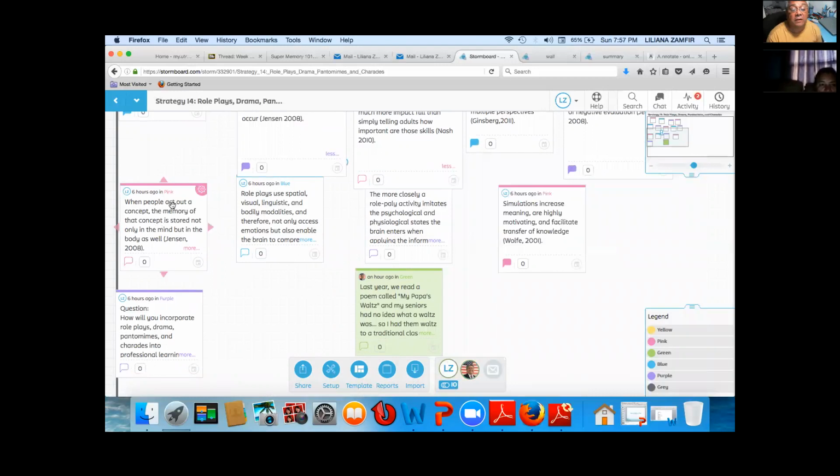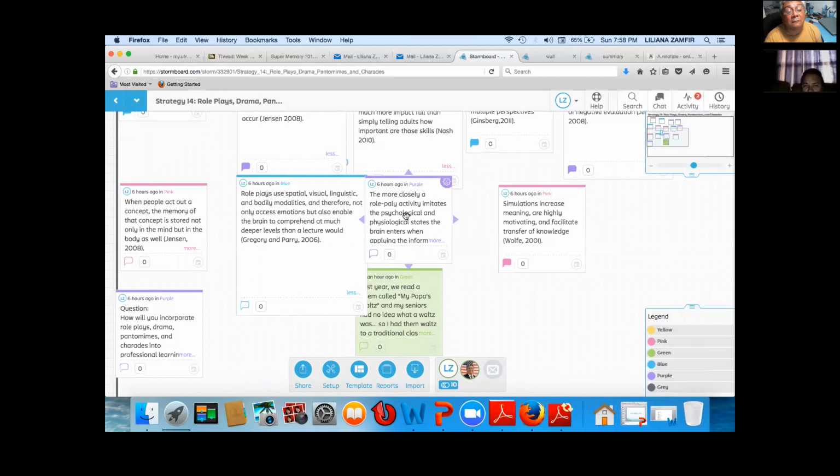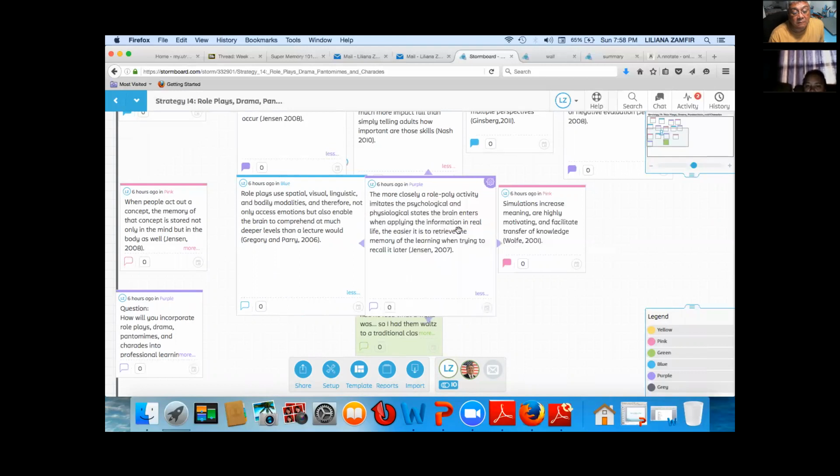When people act out a concept, the memory of that concept is stored not only in the mind, but in the body as well. Role plays use spatial, visual, linguistic, and bodily modalities, and therefore not only access emotion, but also enable the brain to comprehend at a much deeper level than a lecture will do. The more closely a role play activity imitates the psychological and physiological states the brain enters when applying the information in real life, the easier it is to retrieve the memory or learning when trying to recall it later.